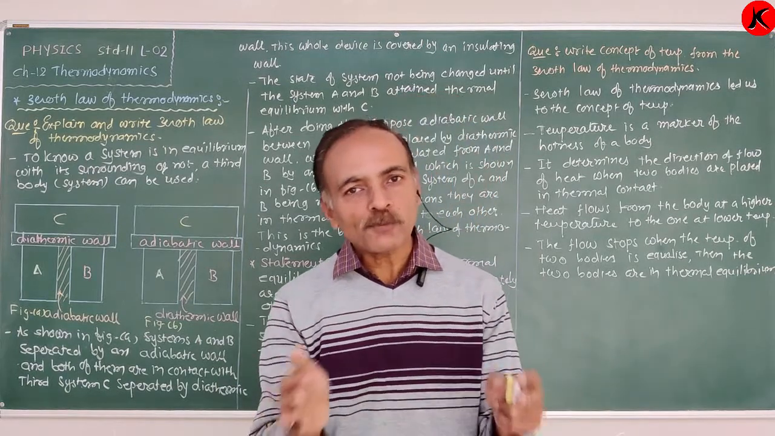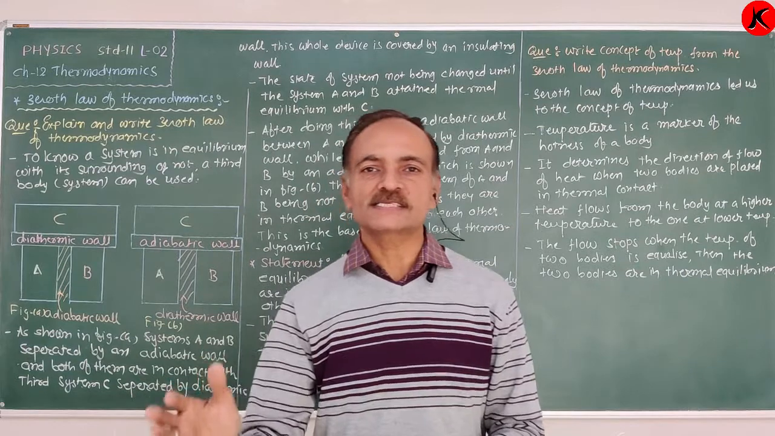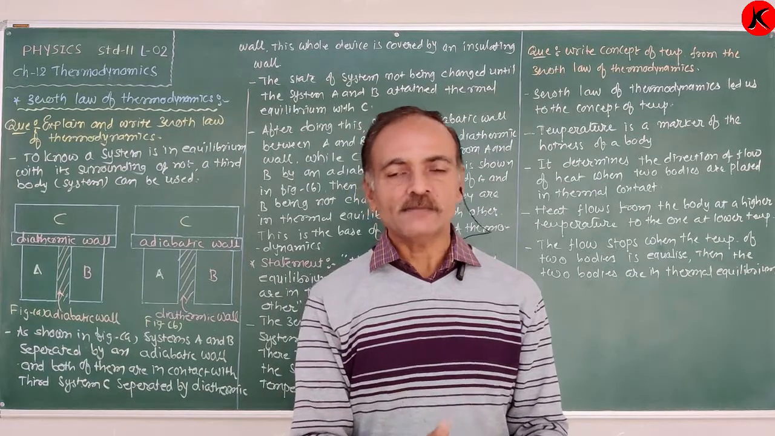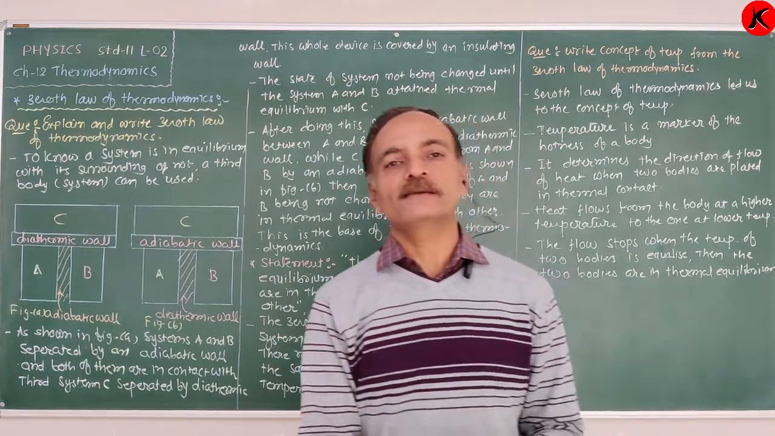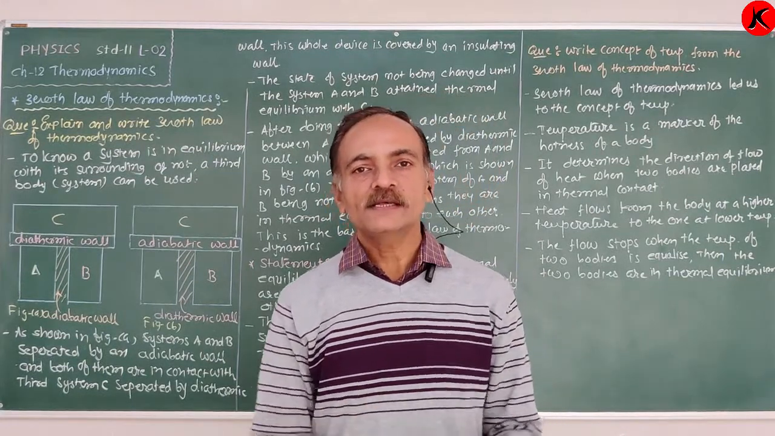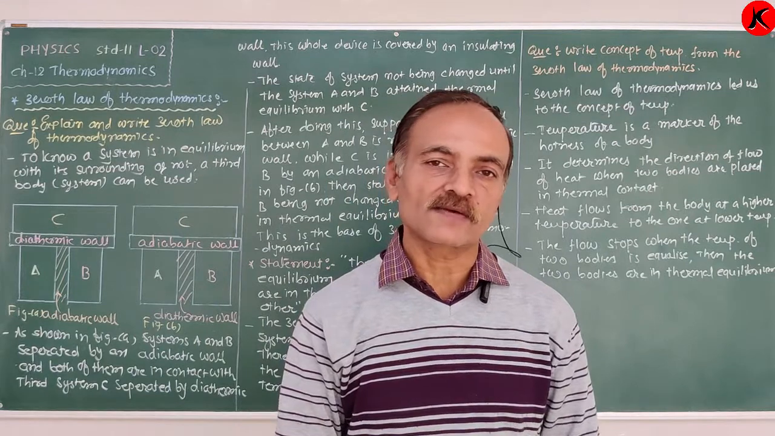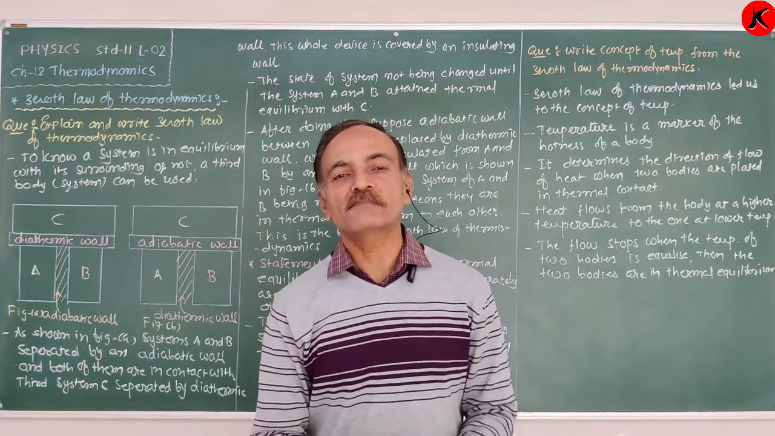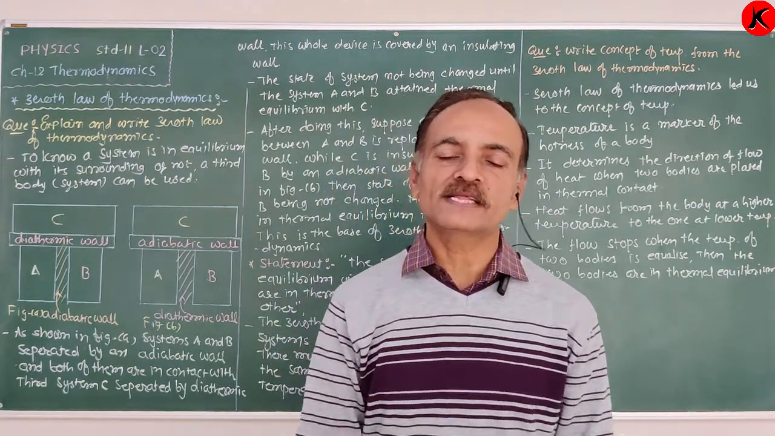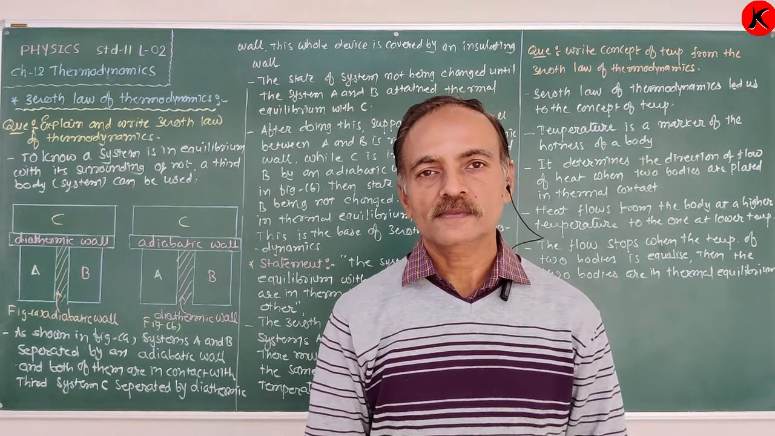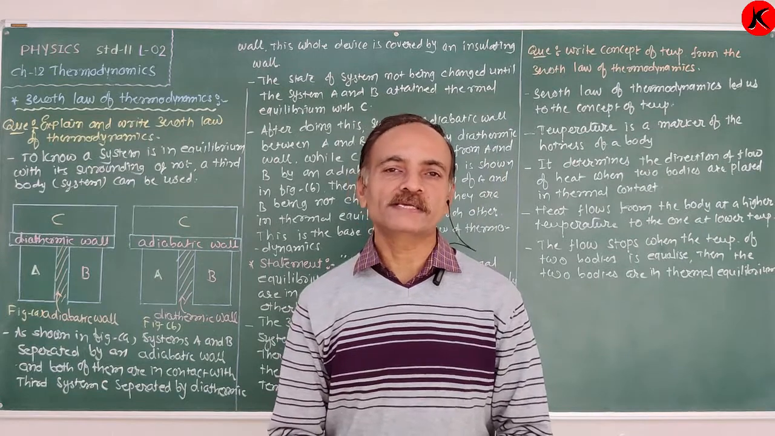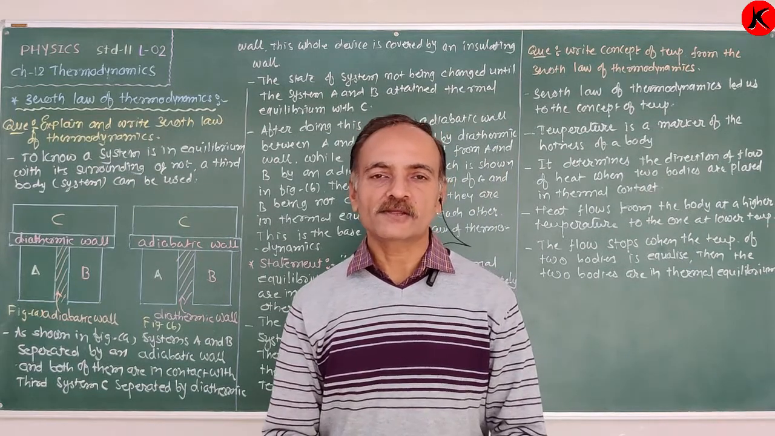Due to the flow of heat, the temperature of the system which is at high temperature decreases, while the temperature of the system which is initially at low temperature increases. After some time, the temperature of both systems becomes equal. When the temperatures become equal, the exchange of heat between the two systems stops. That means both systems are in thermal equilibrium.